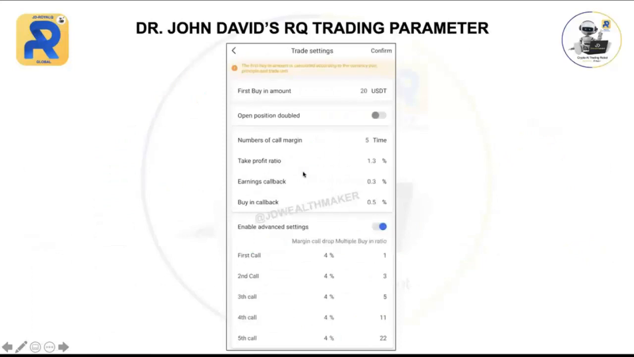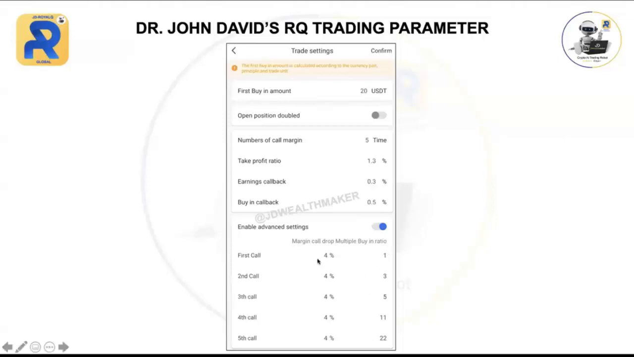You can see my take profit ratio is the same, 1.3. My earning callback is 0.3. My buy callback is 0.5. But look at my first call. I use 4%. Now 4 times 5 means a total of 20%. So if the market goes all the way down 20%, that is a huge correction, and it seldom happens. If the market goes that far, I can still sustain because I have 5 different calls, and these are my multiples of the call, or multiples of the buy-in ratio.